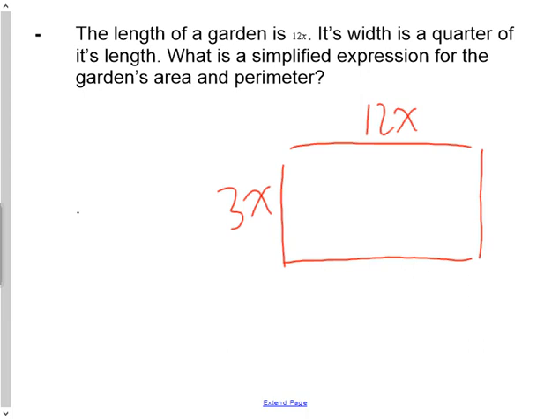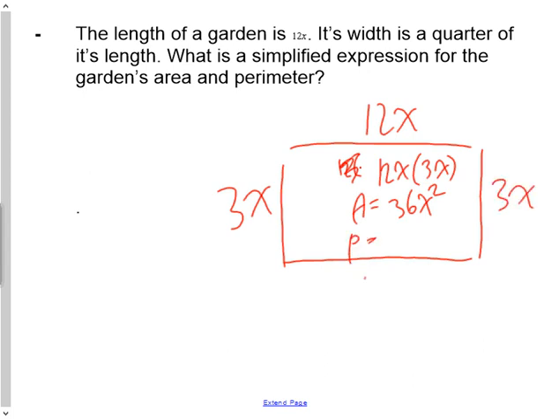So since those are the side lengths, its area will be length multiplied by width, or 36x squared will be the area. And the perimeter will be the sum of all of those sides. So 12x plus 3x is 15x plus an additional 15x. Its perimeter will be 30x.